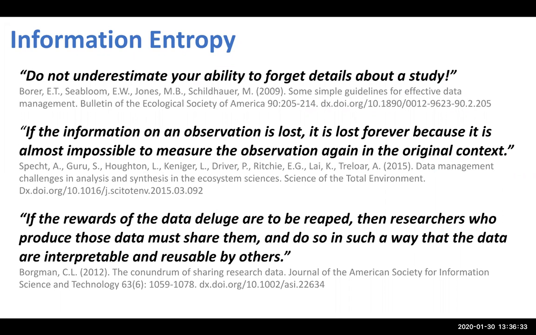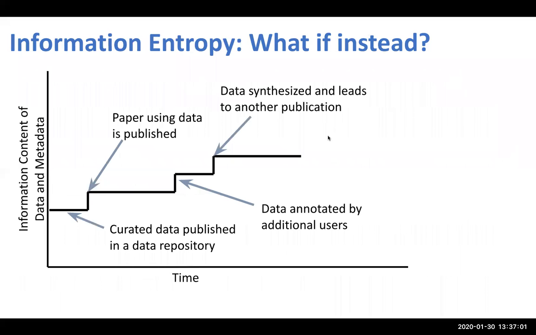So don't underestimate your ability to forget details about a study. If the information on an observation is lost, it's lost forever because it's impossible to measure in the original context. If the rewards of the data deluge are to be reaped, researchers who produce the data must share them in such a way that they're interpretable and reusable by others. So each one of those is referring to metadata, the information about an observation, the details about a study, making them interpretable and reusable. Go ahead, Tony.